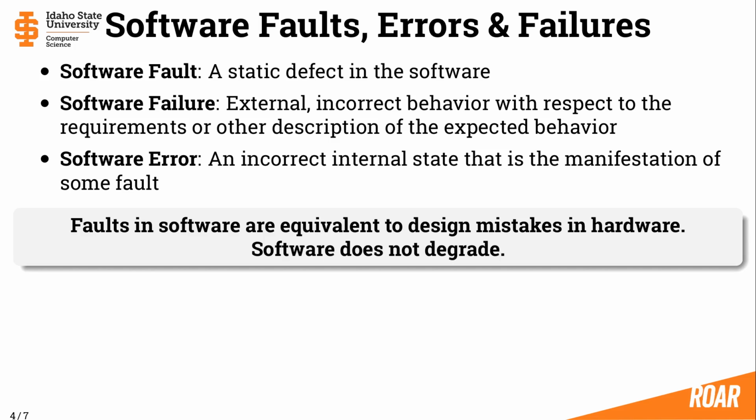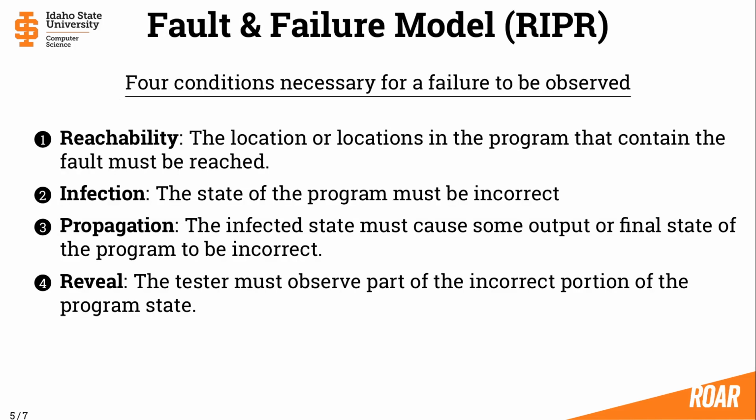Be thinking about that. A software fault, a static defect in the software, is poorly written code, but it's code that also does not meet the underlying requirements, which then causes an error, as opposed to a software failure, which is external incorrect behavior with respect to the requirements, but that is external, it's not internal to the actual system. Faults in software are equivalent to design mistakes in hardware. Software, remember, does not degrade, unlike hardware. So we have a fault and failure model, the RIPR model.